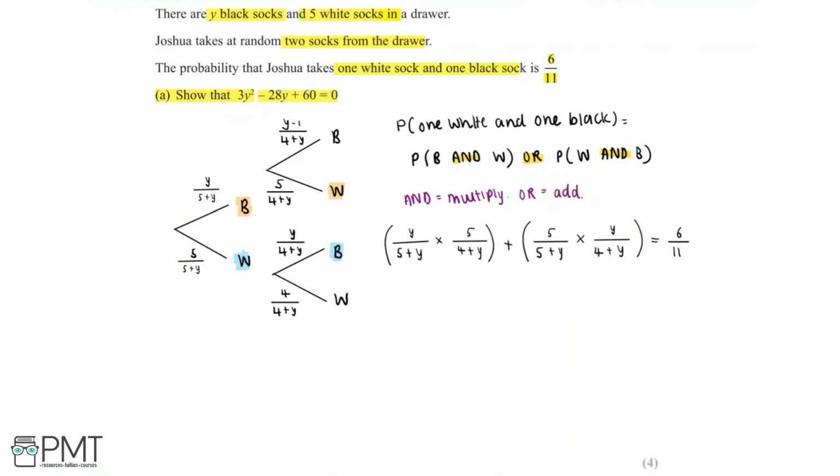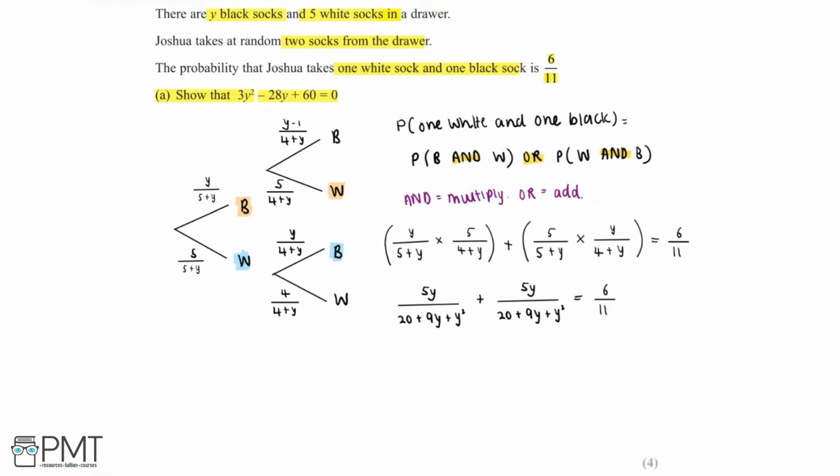Now that we have this expression, we can begin to simplify. Looking at the first set of brackets, y over 5 plus y multiplied by 5 over 4 plus y, we're multiplying the numerators and the denominators together. We'll end up with 5y over 20 plus 9y plus y squared. And then doing the same to the second set of brackets, we'll end up with the same fraction, 5y over 20 plus 9y plus y squared. And again, this is all equal to 6 out of 11.